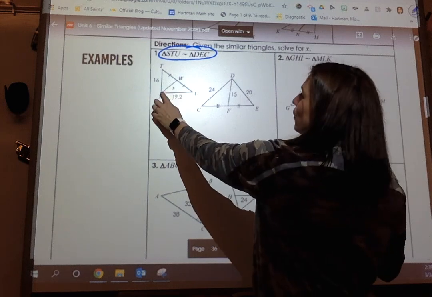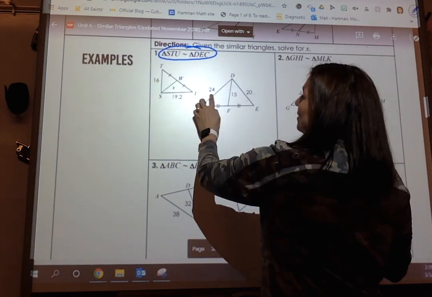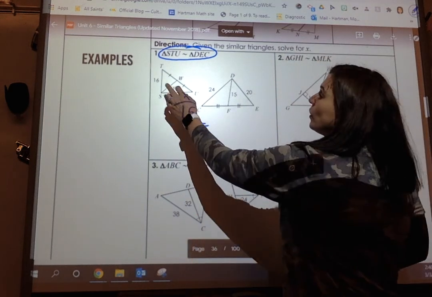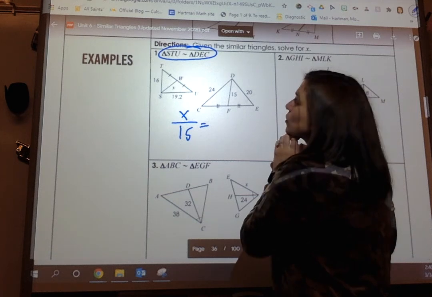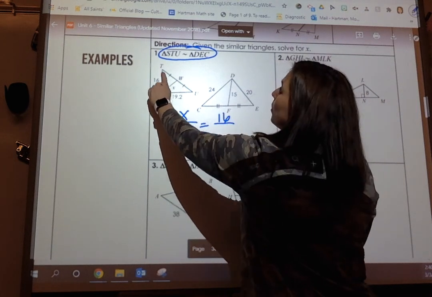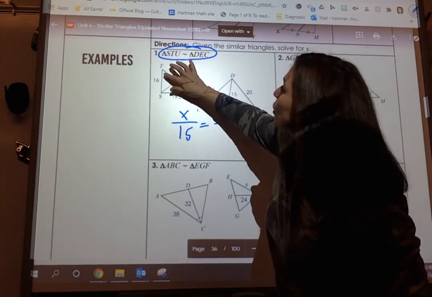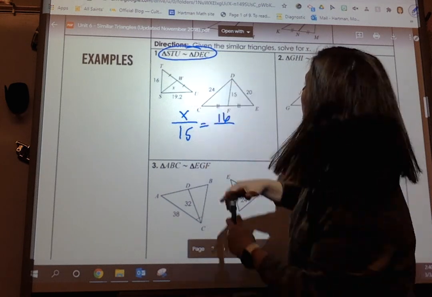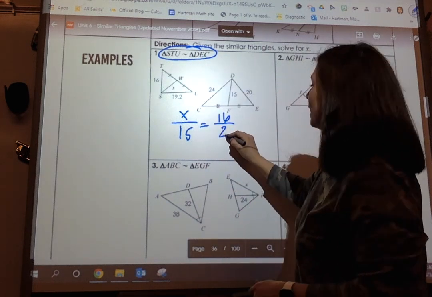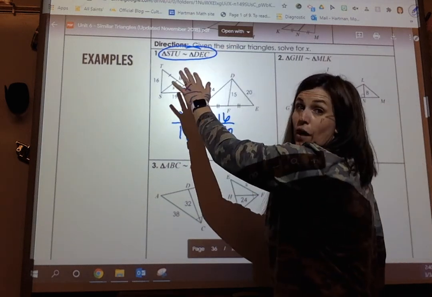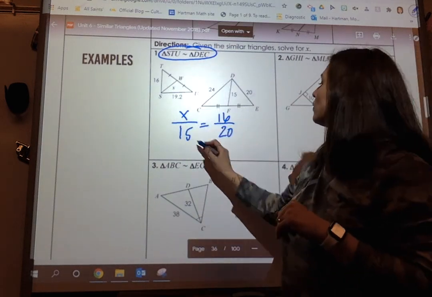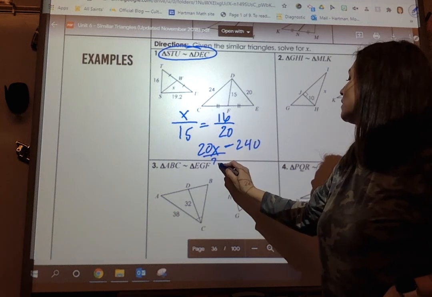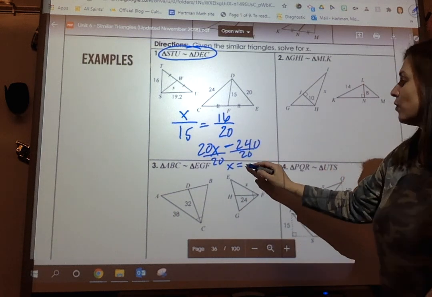If I'm solving for x, I know this is a median because it's cutting this segment in half. So I can say that x is proportional to 15. And now look, I have two different sides I can use. So I can say 16, but what is 16 proportional to? Who is TS proportional to? TS is proportional to DE, and DE has the length of 20, okay? So you really have to follow along with that Big Daddy statement. Now I can cross multiply, and I get 20x equals 240, divide by 20, and then x, of course, equals 12.